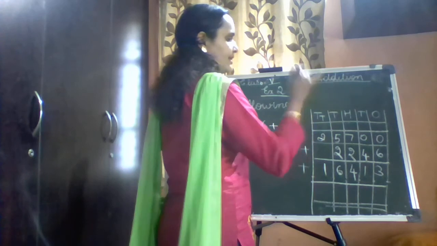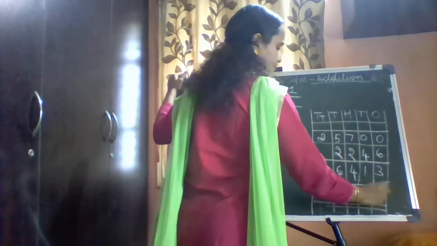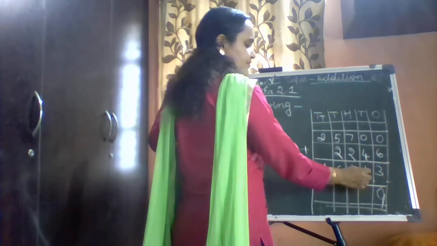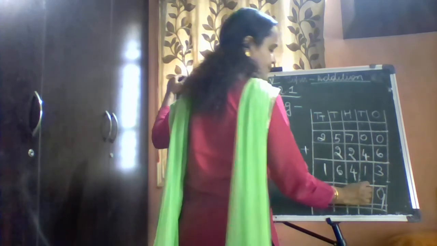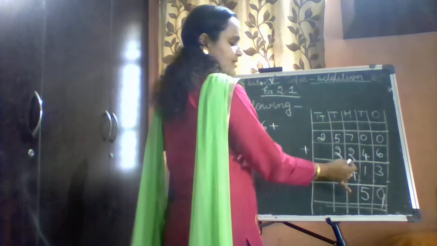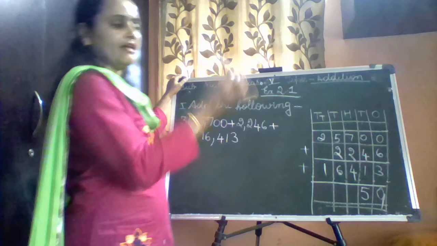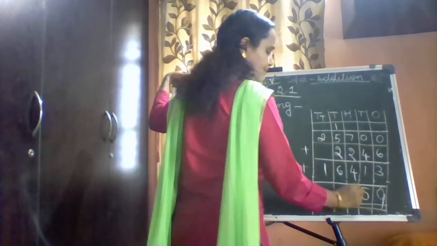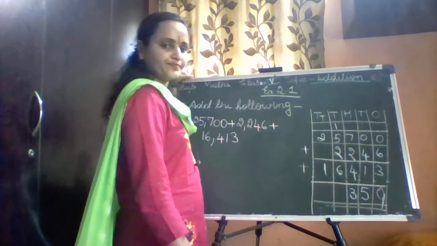So now 6 plus 3. After 6, 7, 8, 9. If you have to carry, carry it. Carrying number you have to write it here. Now 7 plus 1 is 8, plus 4 is 12, carry. Now 7 plus 2, 7, 8, 9. 9 plus 4, after 9, 10, 11, 12, 13. For 13, it is 1, 3, right? So carry 1 here and bring the 3 down.